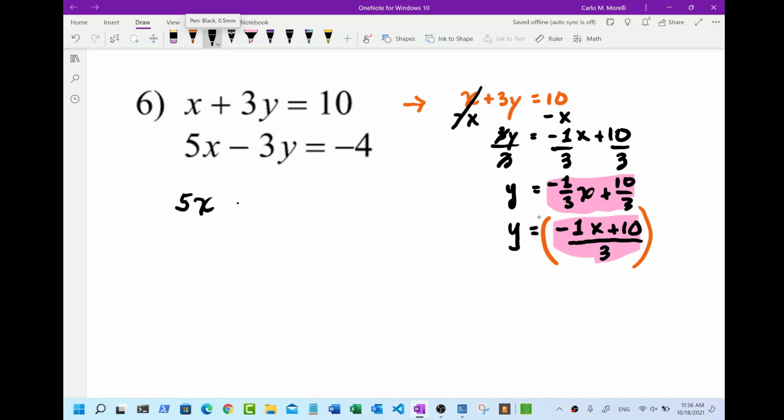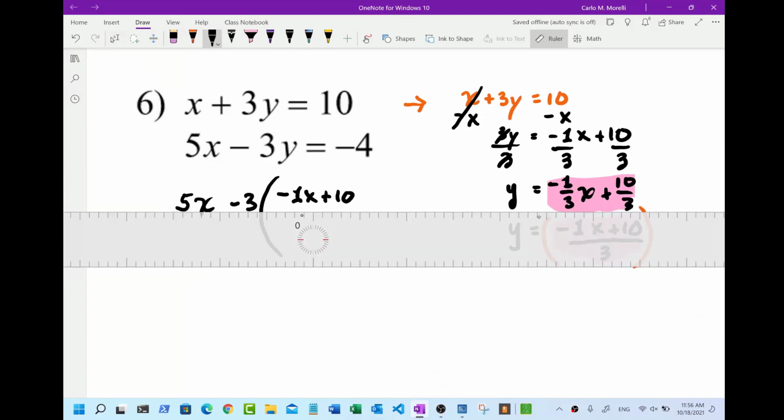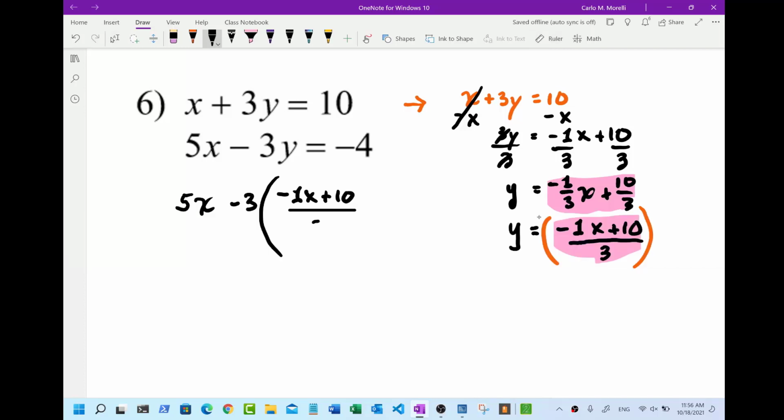5x minus 3, big open parentheses, negative 1x plus 10 over 3, equals negative 4. And now here comes that beautiful thing. The 3's cancel. Now that leaves behind a negative 1. Please don't forget that. So now we write 5x, and I'm going to go ahead and show this intermediate step.